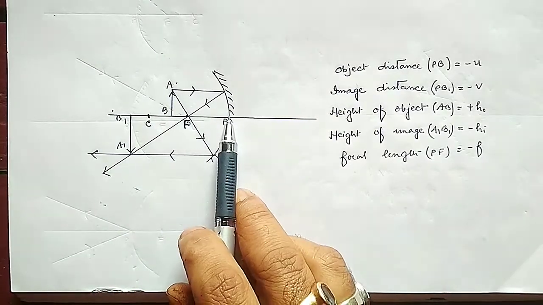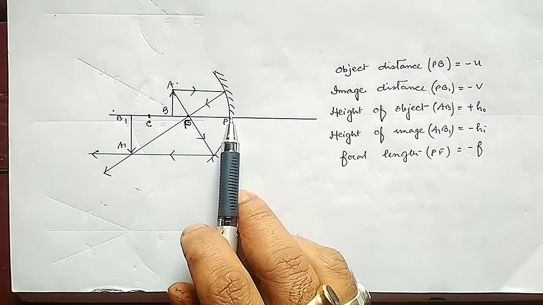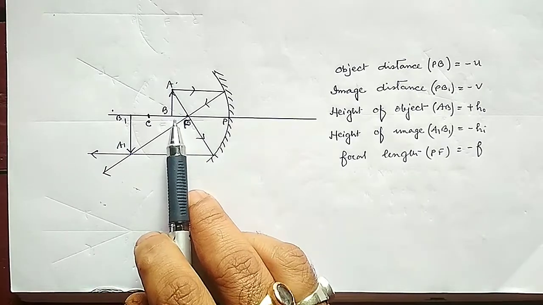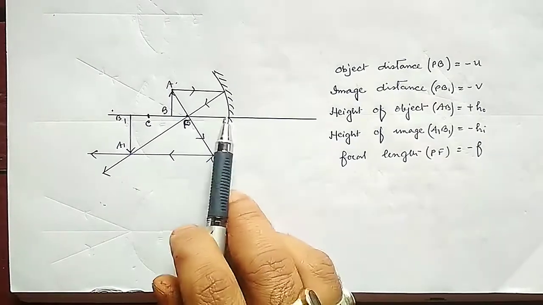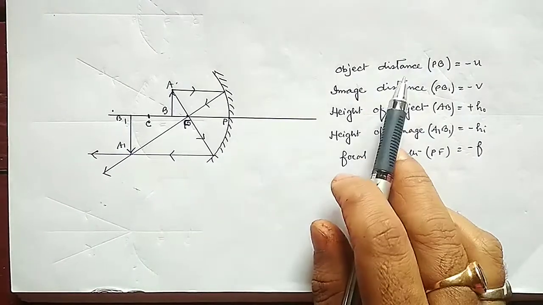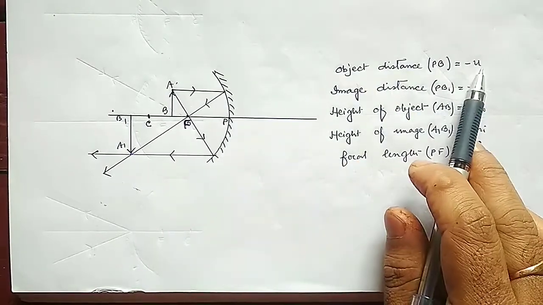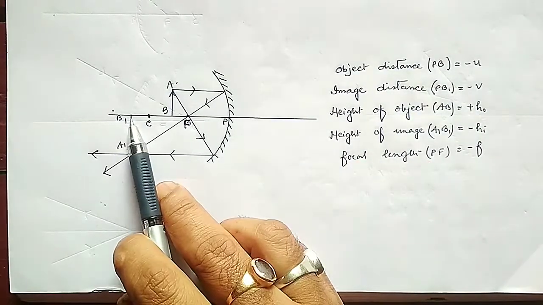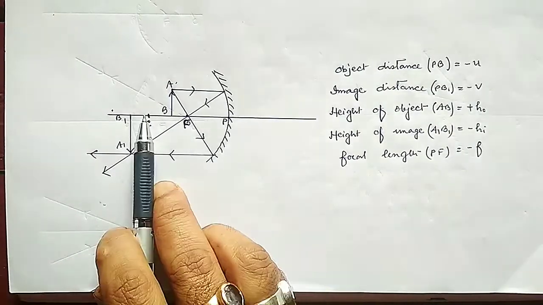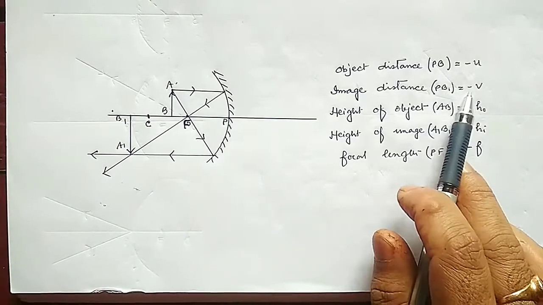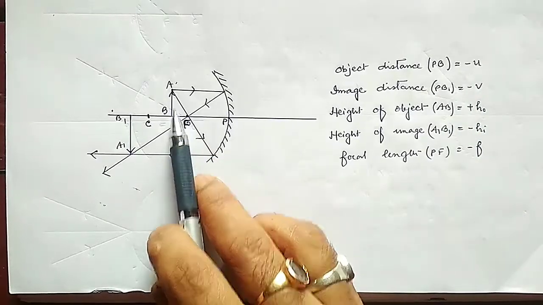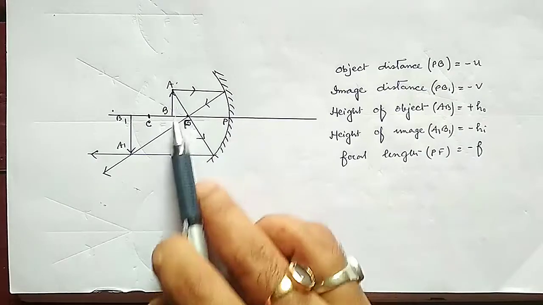Now since this is the pole, and we know according to the sign convention we have to measure the distances from the pole of the mirror. Since it is on the left hand side of the pole, the object distance PB will be negative. So object distance PB we write as minus u. Here the image is A1B1 and the distance of the image from the pole is PB1. Since it is on the left hand side, image distance PB1 is minus v, where v is the symbol for image distance.